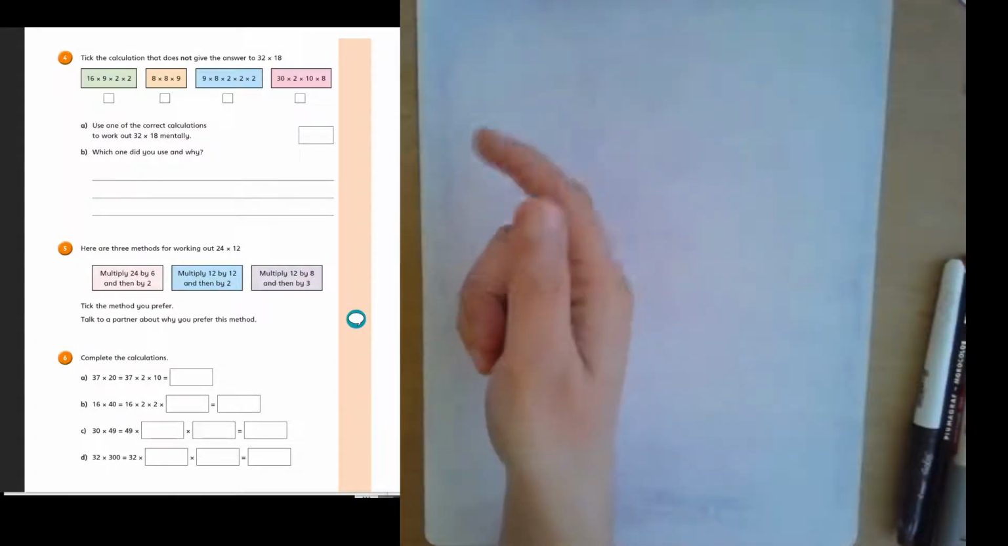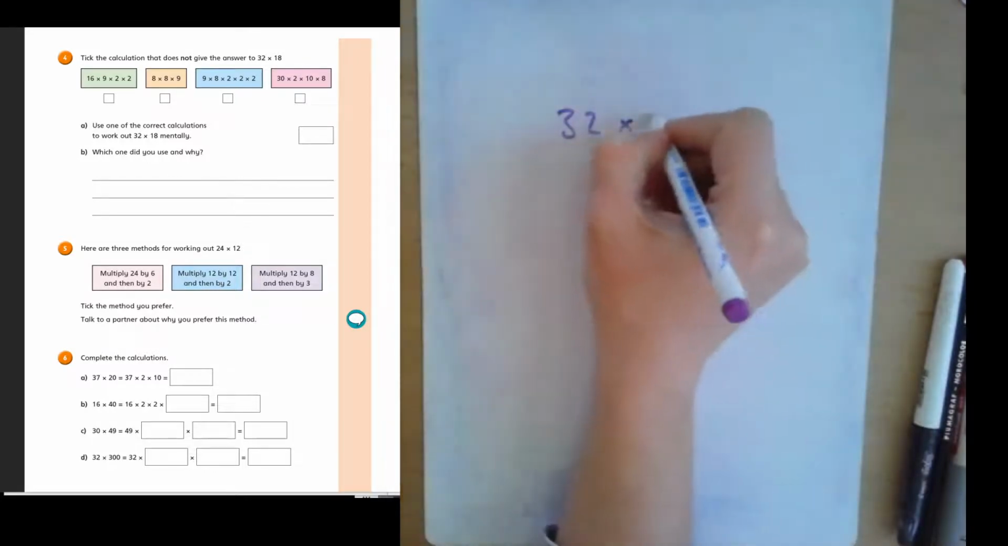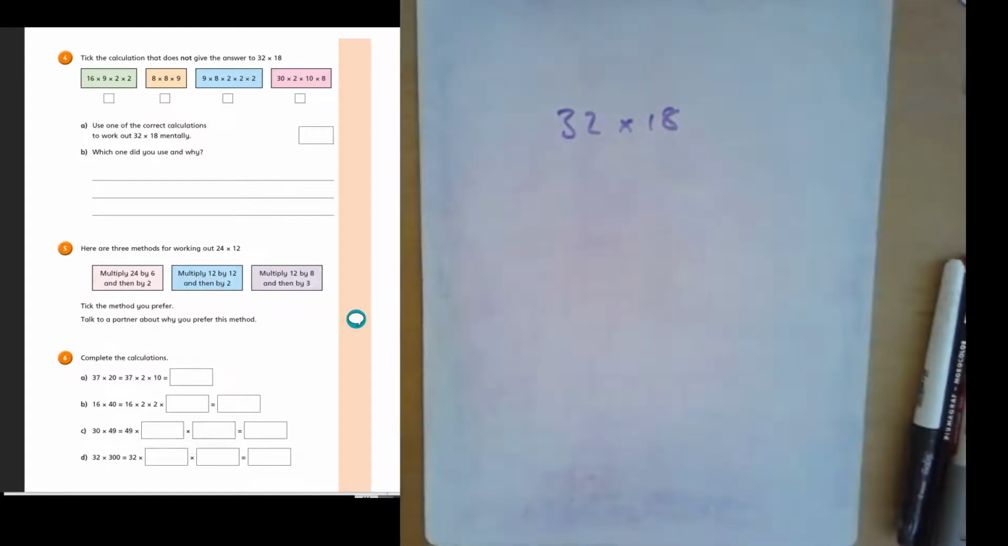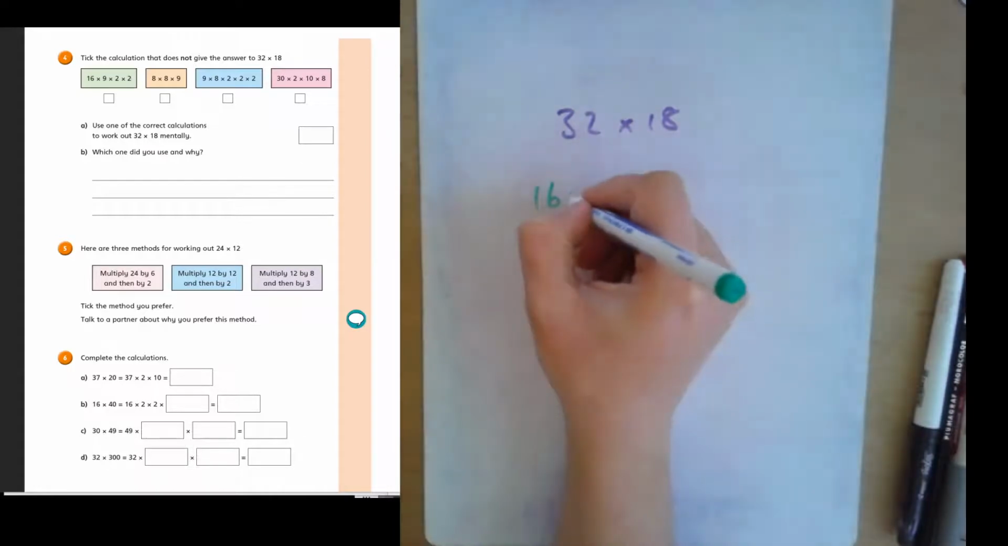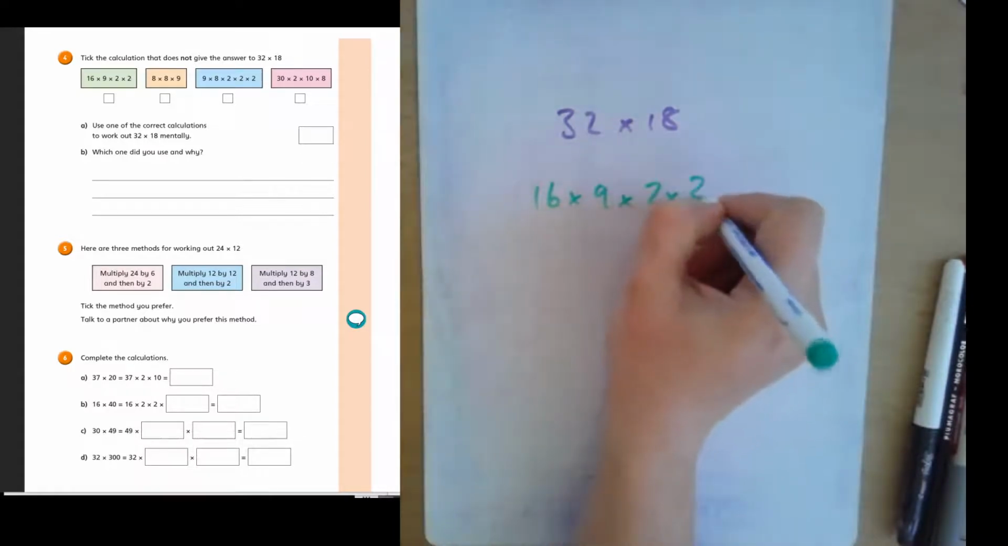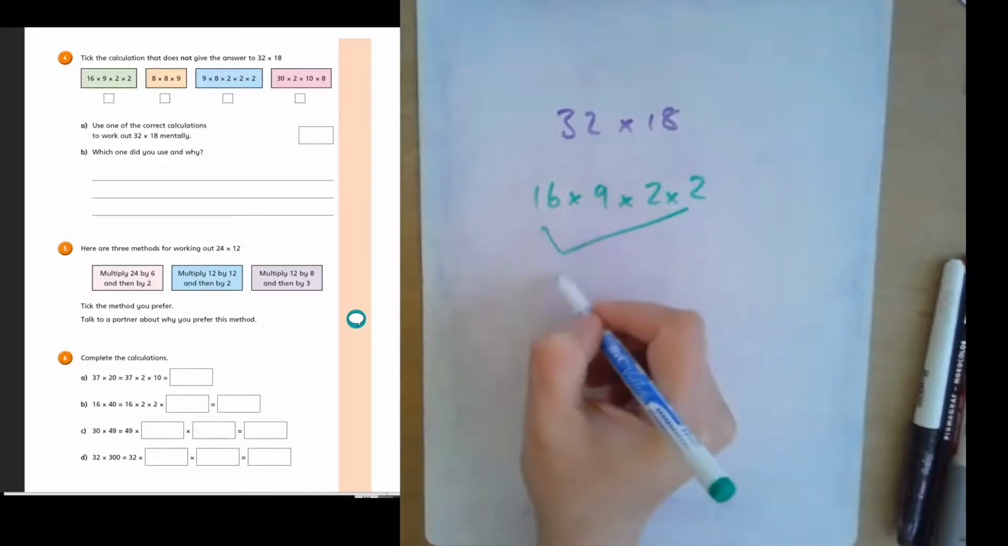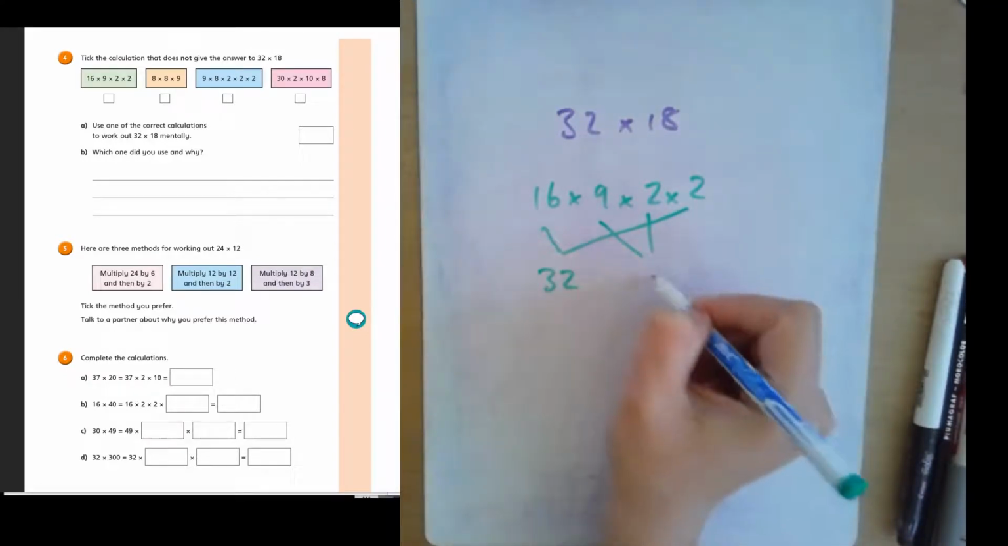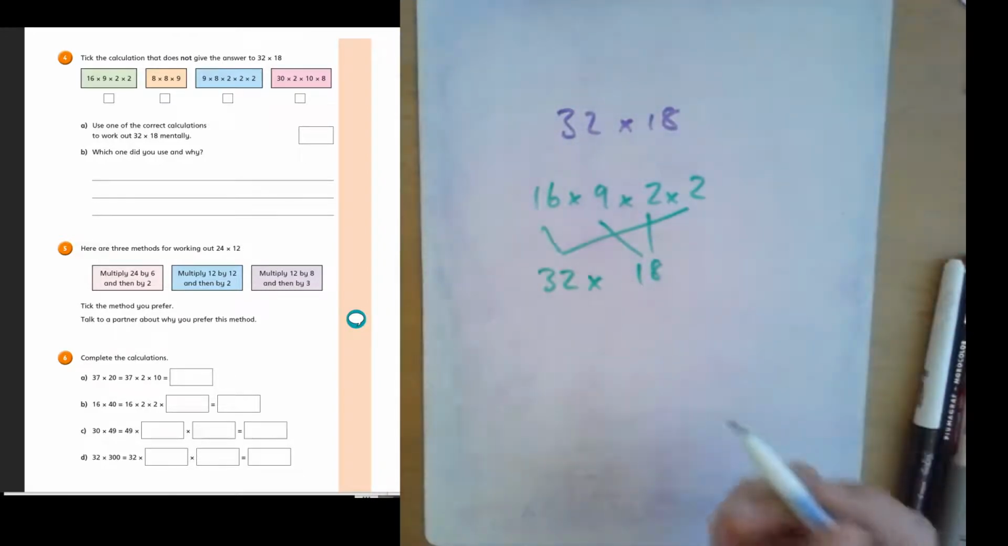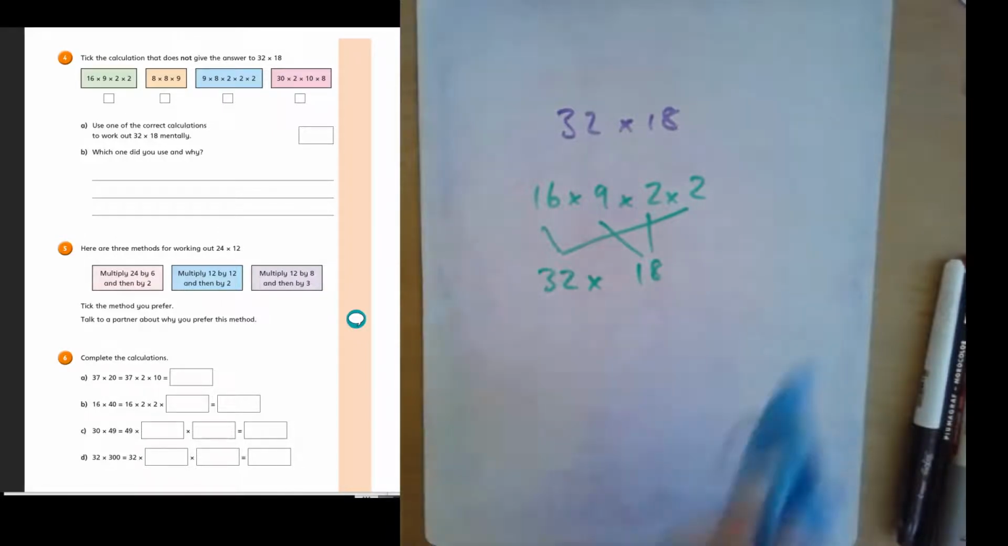Okay, so in regards to this one up here, you shouldn't actually need to work out the answer to see if it's something that connects. It's saying, tick the calculation that does not give the answer 32 times 18. So I know 32 times 18 is my number. If I start going through the different ones they've given us, they've got 16 times 9 times 2 times 2. Well, 16 times 2 is 32, and 9 times 2 is 18. So is it going to be the same? Well, yes, this one it would work for. So it's definitely not that one.